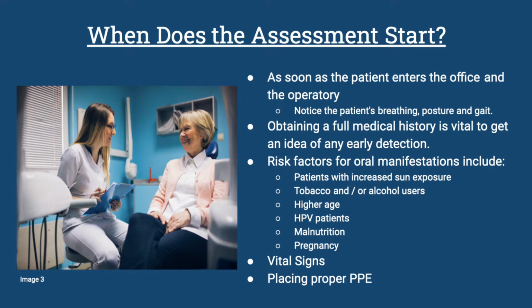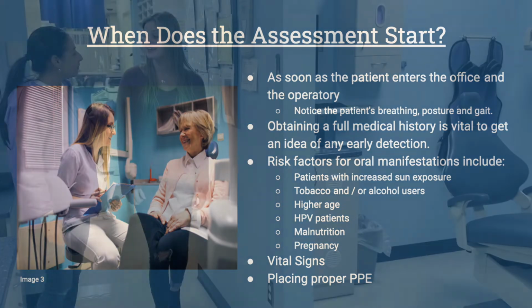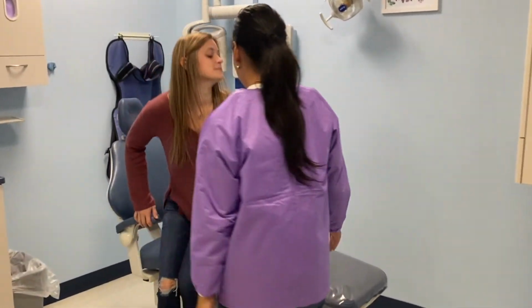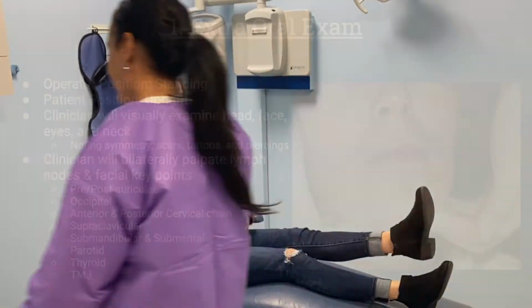Risk factors for oral manifestations include patients with increased sun exposure, tobacco or alcohol use, older patients, patients with HPV, malnutrition, or pregnant patients. It is important to take your patient's vital signs so you have them as a baseline, and always remember to place the proper PPE. This clip will show you how you should be seating your patient and observing them at the same time.